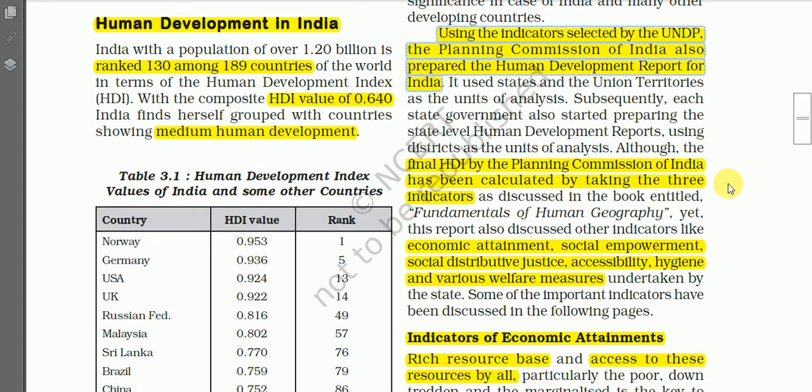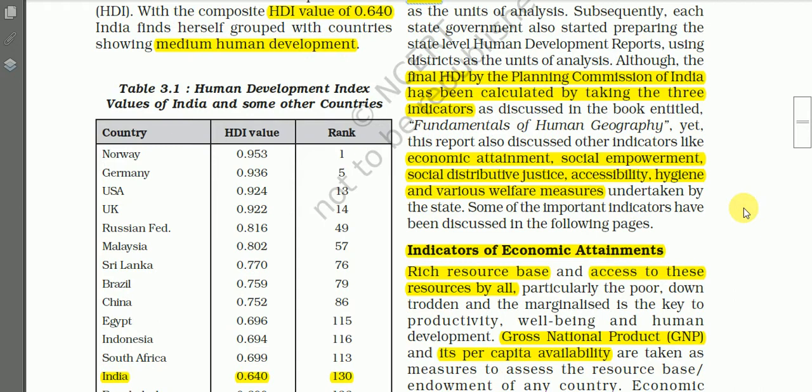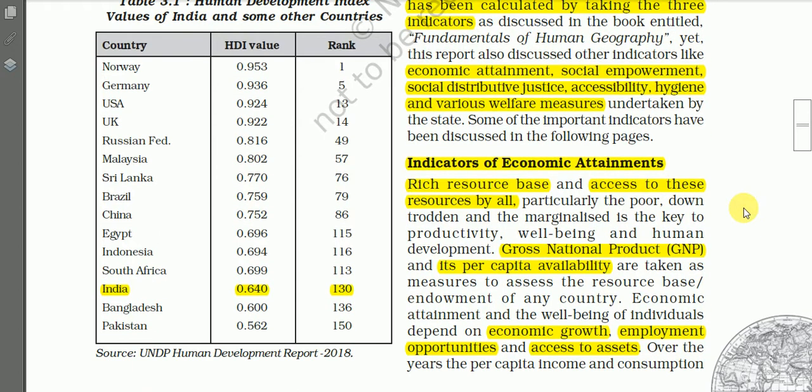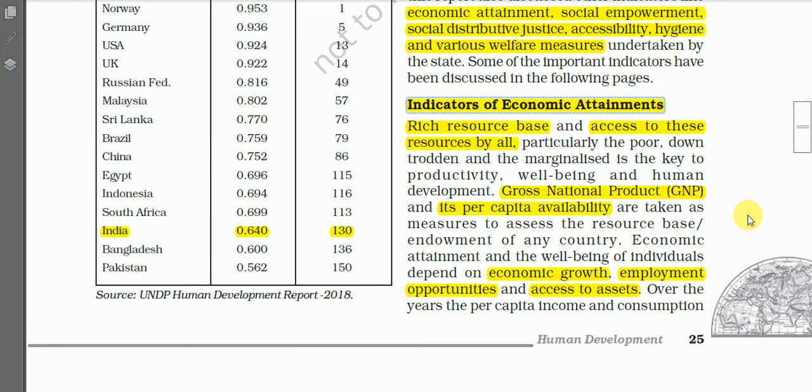But in addition to those three indicators, some additional indicators are also developed by the Planning Commission, now known as Niti Aayog. So what are those additional indicators? Let us learn. So the first indicator is known as the indicators of economic attainments. So let us read what are the aspects used to measure the economic attainments.